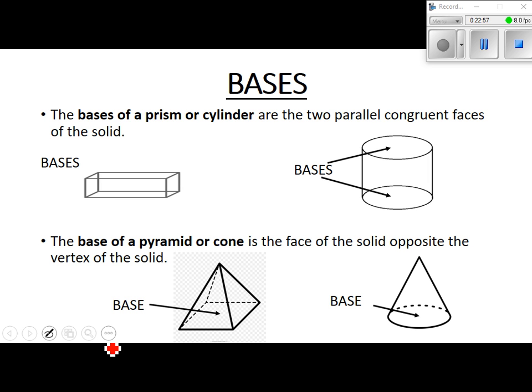Polyhedron or not? No. Yes. It has sides. It's a hexagon. It looked like a circle to me on the bottom. Looks like it's got 8 faces. So this is a prism.